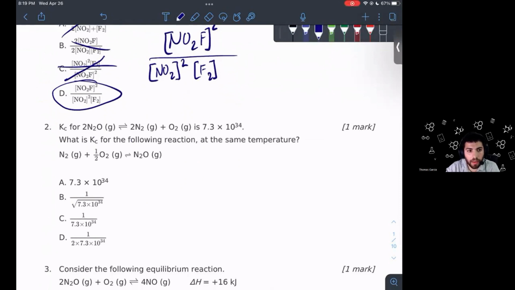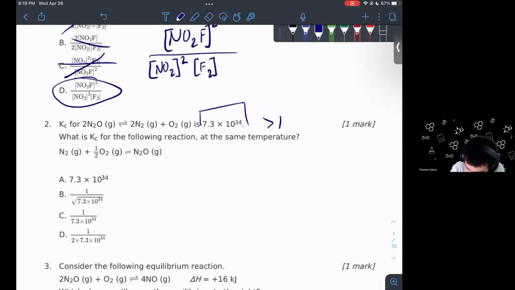So that's number one. Number two, N2O gas is going to react to this equation. We know the equilibrium constant Kc is greater than 1. What is Kc for the following reaction at the same temperature? I see that the following reaction is switched in two ways. One, this reaction is flipped. So what was once going right is now going left. That means our Kc will actually be 1 over our original 7.3 times 10 to the 34th.